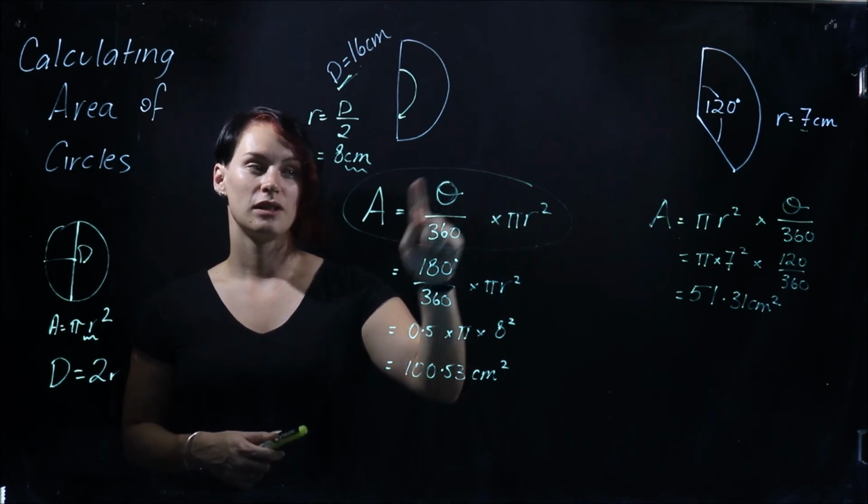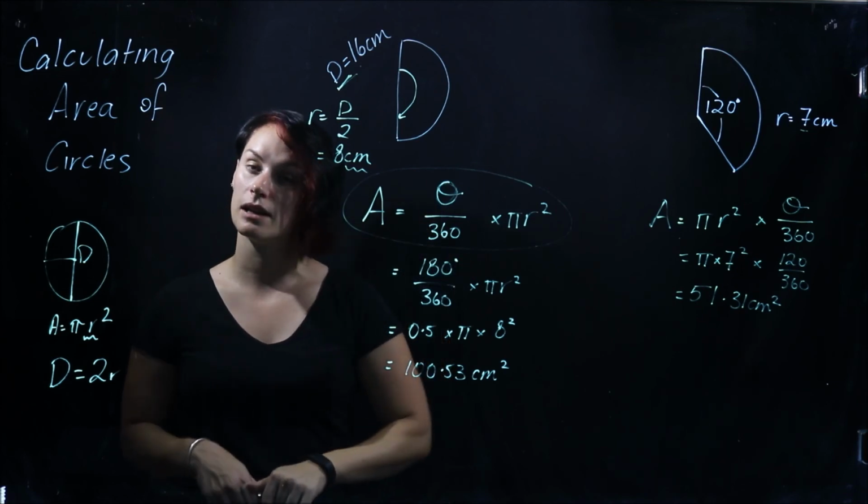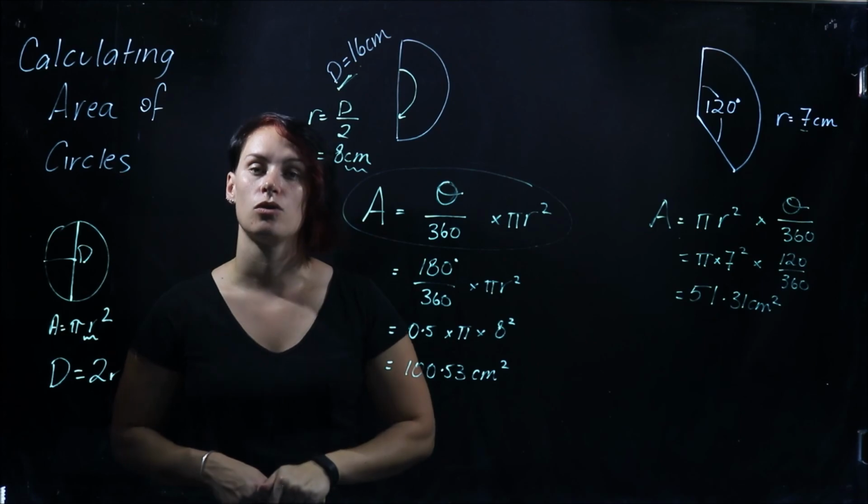So it's remembering this rule in particular, that we are not using the whole circle, we've only got a portion of it. So if we have just a sector or a portion of the circle, we think about how many degrees are in that portion, and we then multiply it by our whole circle area formula.